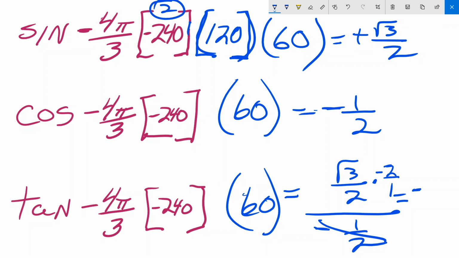Okay, you're doing these wrong. You're multiplying numerators, and then you're multiplying denominators. I don't want you to do it like that. I want you to cancel where you can cancel first. I can cancel those 2's out. I get 2 over 2 is equal to 1. So the answer becomes just minus root 3 over 1, which is minus root 3. There's your tangent right there. Okay?